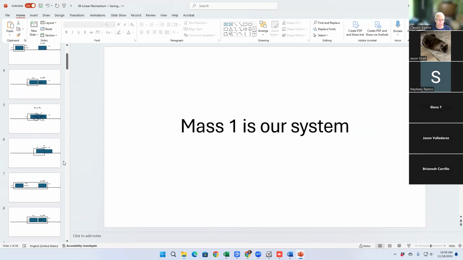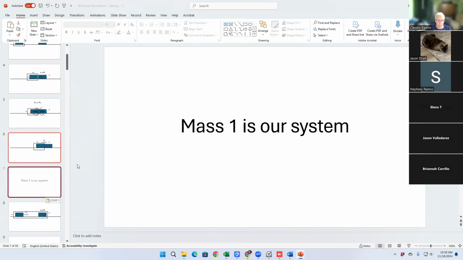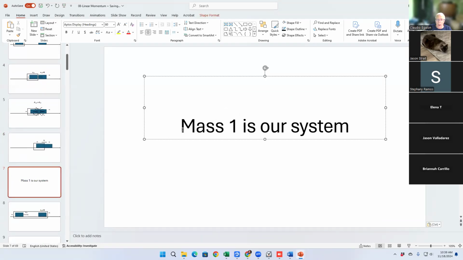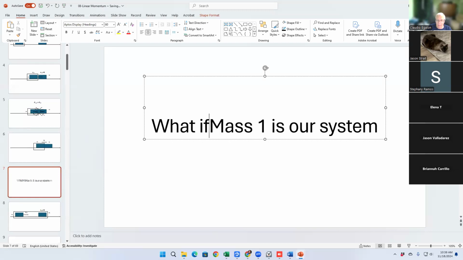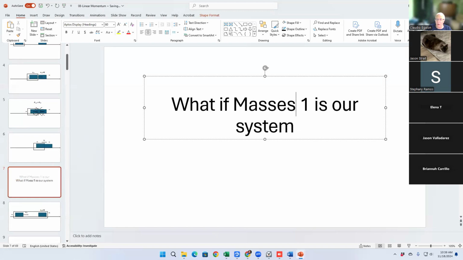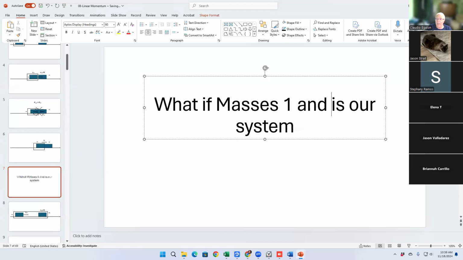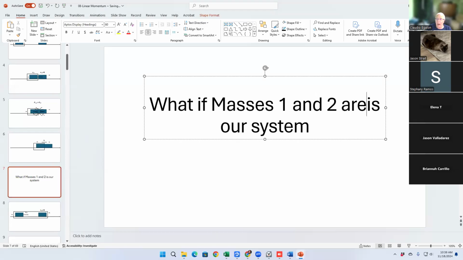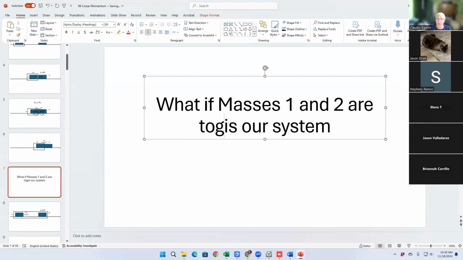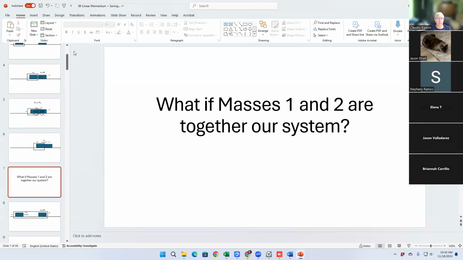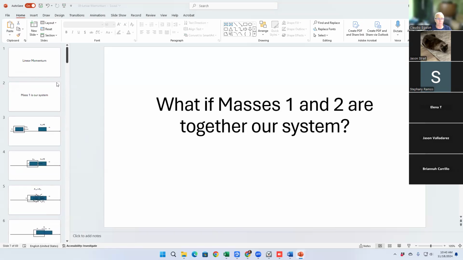What if we start thinking in a different way? What if we start considering not mass 1 being our system alone, but what if masses 1 and 2 together are our system? And then put a question mark right in here. The situation becomes very interesting.